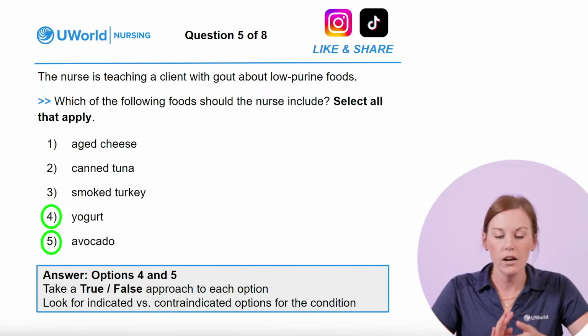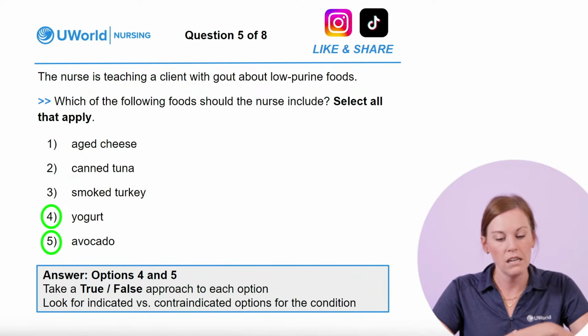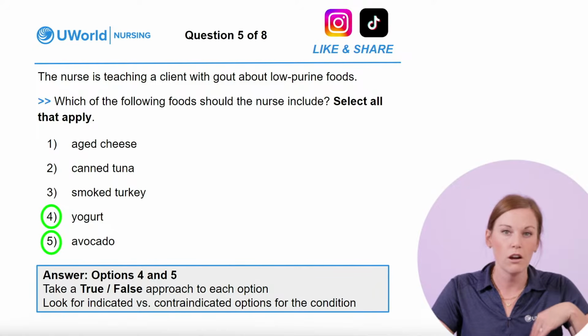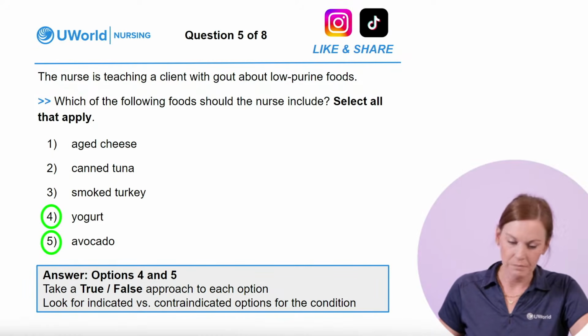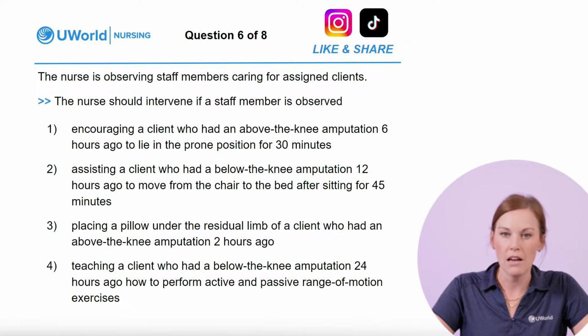So foods that are appropriate for our clients with gout are going to be low-fat dairy, avocado, nuts, legumes, fresh fruits, and vegetables. What we want to avoid are those foods high in purines, like aged cheese, canned meats, and any smoked meats as well. So you guys did great on that one. Well done.